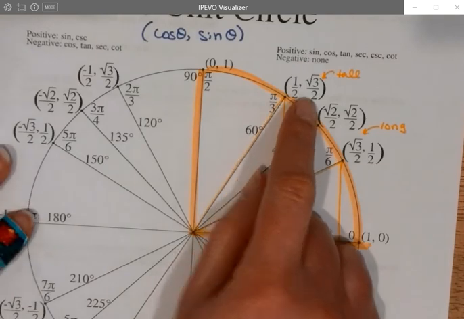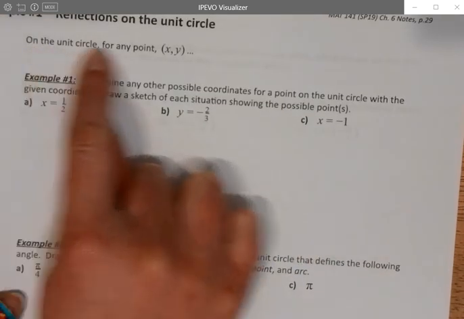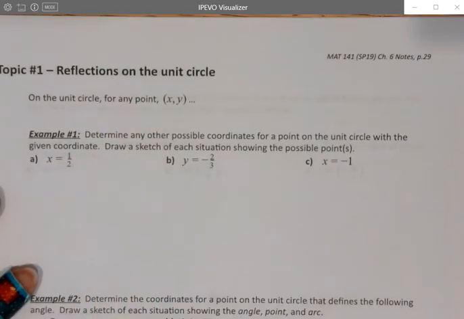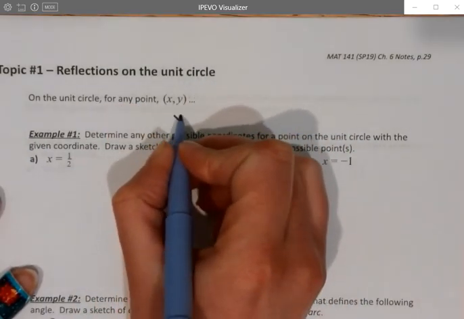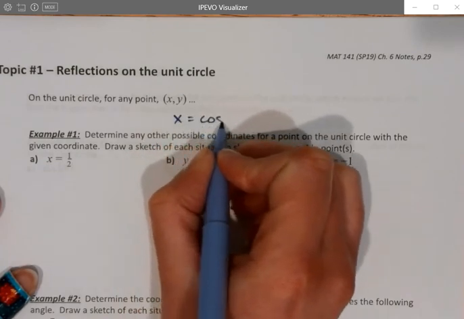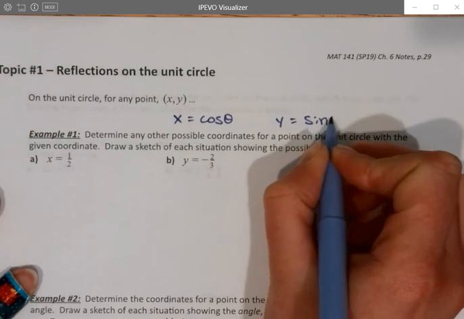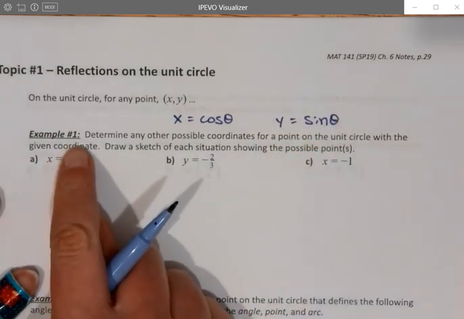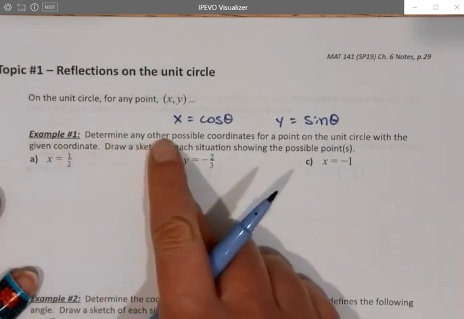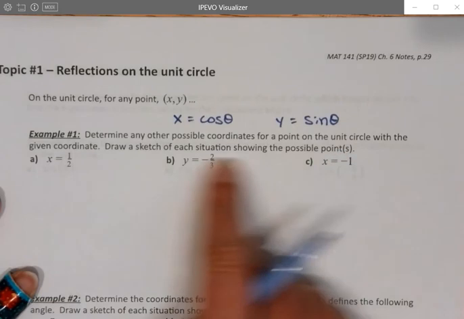I'm going to look at the next page and we'll come back to our unit circle here. For a point on the unit circle, for any point x comma y, we know that the x is equal to the cosine of theta and the y is equal to the sine of theta. We mentioned that on the previous page. So in example 1, I want to determine any other possible coordinates for a point on the unit circle with the given coordinate.